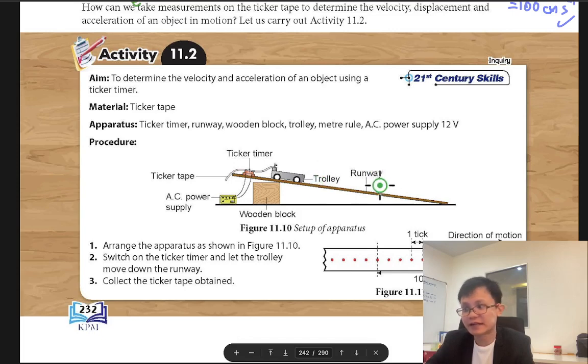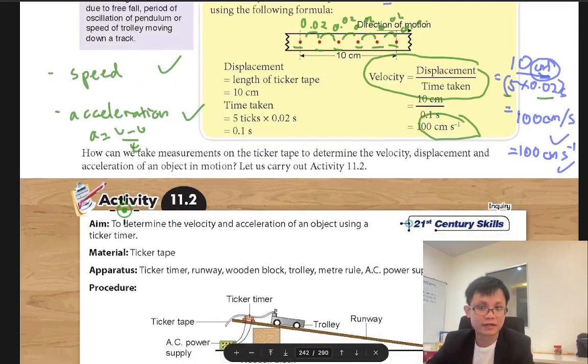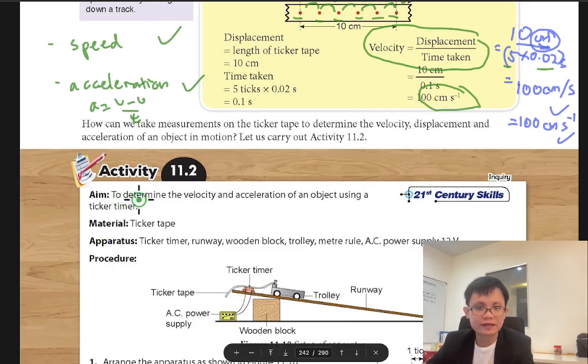So let's look at the experiment. Let's first determine what the experiment is, that is the most important thing. When I look at the picture of an experiment, I usually know what they want, but I'm confused whether you want me to calculate the speed or what you want to compare. So let's read the aim: to determine the velocity and acceleration. So they want the velocity and the acceleration using a ticker tape.